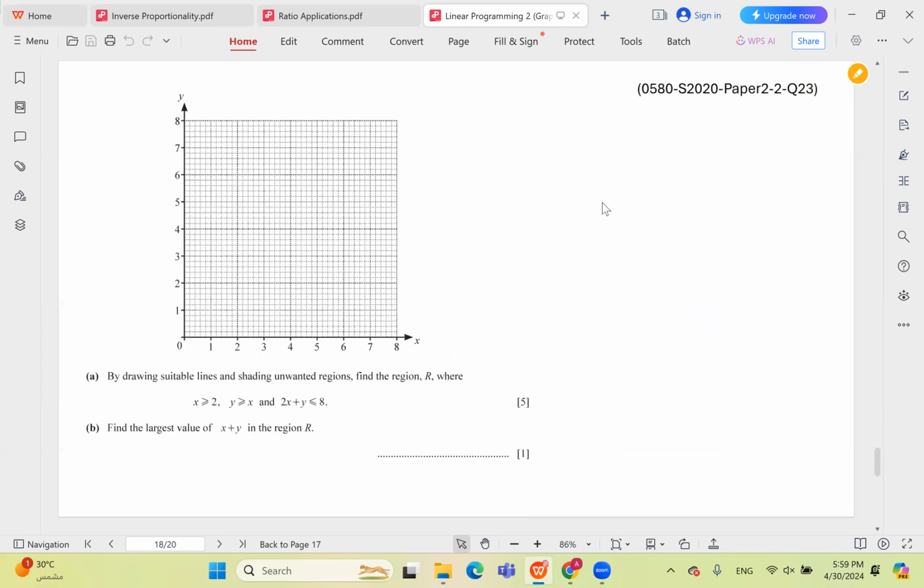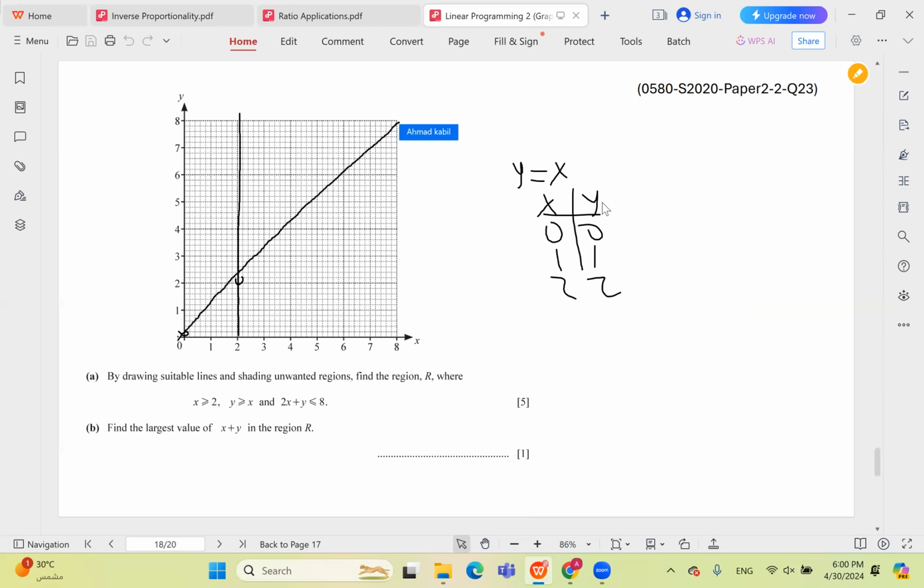By drawing suitable lines and shading unwanted regions, find the region R. So we have x is greater than or equal to 2. So let's draw the vertical line here, cutting the x-axis at 2. Y is greater than or equal to x. So y equals x has a very nice and simple table: 0, 0, 1, 1, 2, 2, and so on and so forth. So you can just plot any points where x equals y, and you draw a line as such.